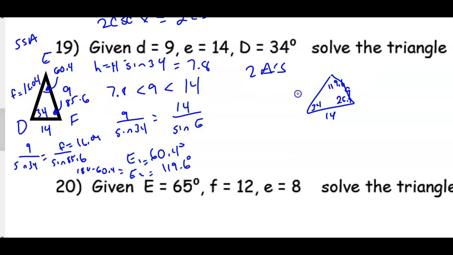And then over here, I just do the same thing. I gotta find this little f over here. So I would do again 9 over sine 34 equals f over sine of 26.9. So 9 sine of 26.9 divided by sine of 34 equals 7.28. So this triangle and that triangle are completed.